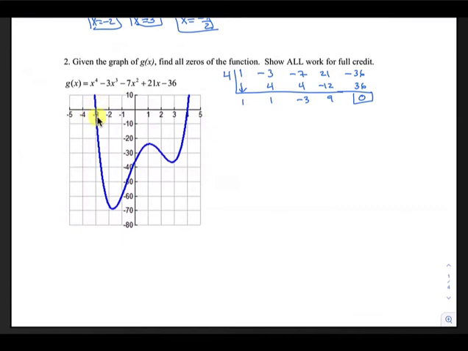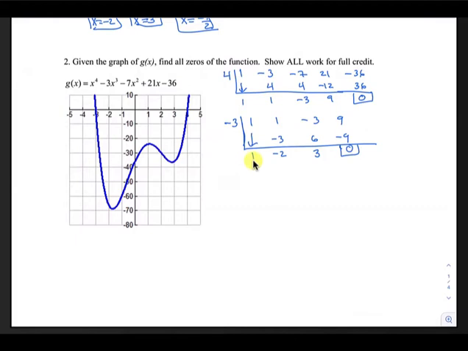So we'll use the synthetic process, putting negative 3 on the outside, and then using the coefficients from the previous answer. That's 1, 1, negative 3, and 9. So those are our coefficients. We drop the 1 down. 1 times negative 3 is negative 3, plus 1 is negative 2, times negative 3 is positive 6, minus 3 is 3, times negative 3 is negative 9, and then plus 9 is 0.